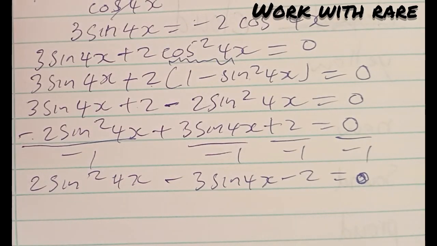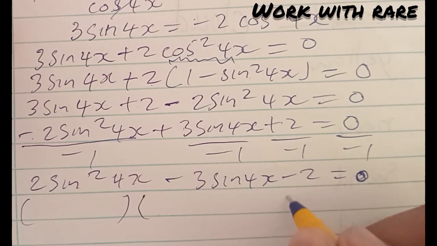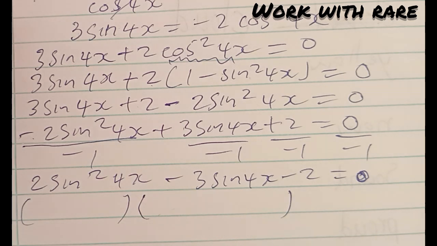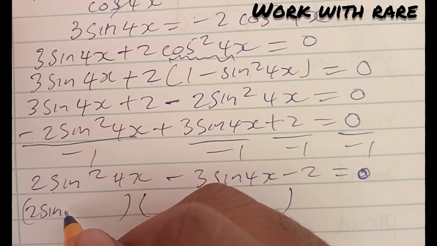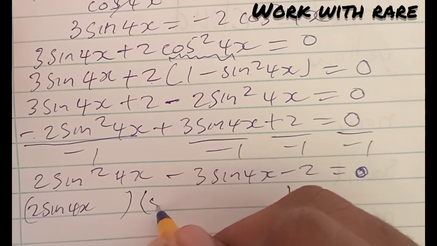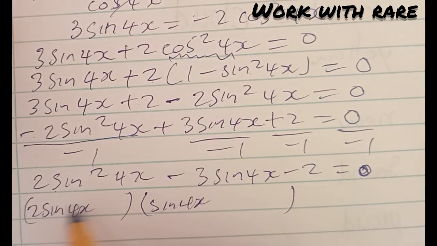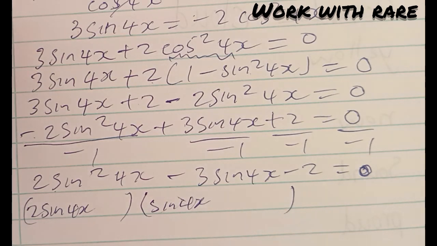You can take this as a trinomial, and we factorise. So now I will have to open brackets. On my first bracket, since here I have 2, I can have 2 sine 4x, and here sine 4x. If I multiply these two, they'll give me this, because remember, sine multiplied by sine is sine squared. But don't forget x, so here we use 4x.